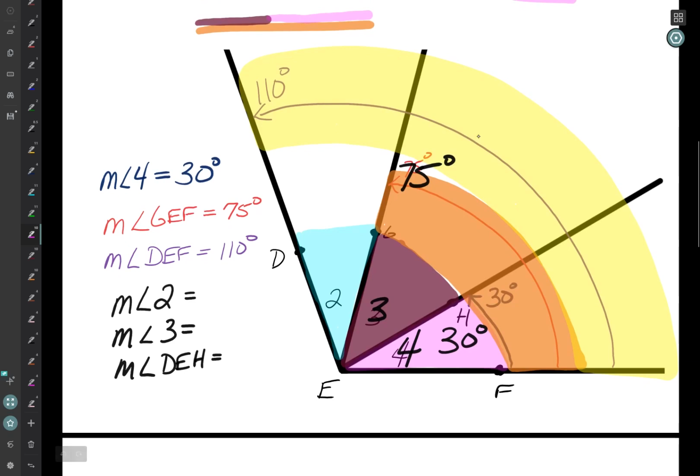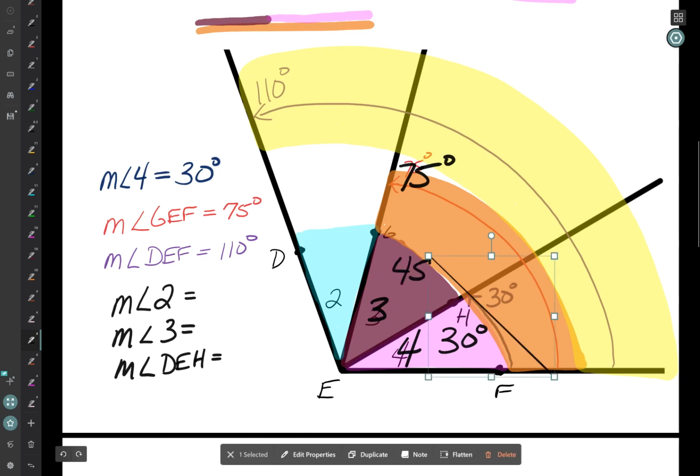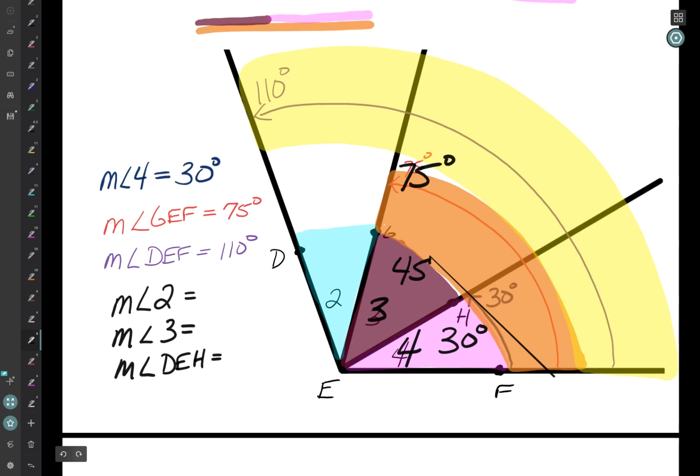So if that's 30, the whole thing 75, I just subtract pink from the what? Orange. And I'm left with what? 45 degrees. Everyone agree? So measure of angle 3 is 45 degrees.